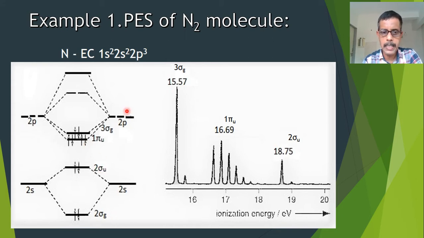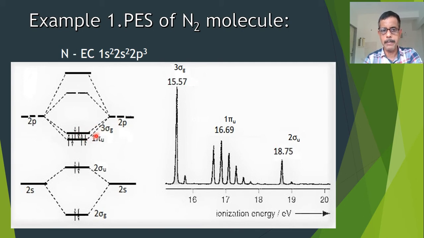Next, in 2p there are 3 electrons. So 3 plus 3 makes it 6 electrons. So 4 electrons go to the 2 pi orbitals, that is 1 pi u orbitals. 2 orbitals are there, 4 electrons. Next 2 electrons go into the 3 sigma g orbital. That's how we get 6 electrons.